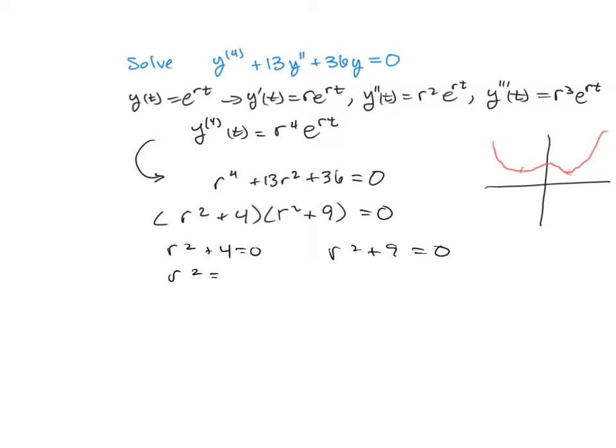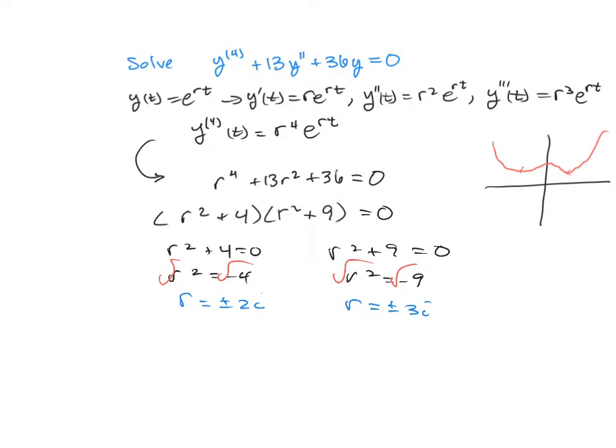So r squared is equal to negative 4. R squared is equal to negative 9. It's taking square roots. We get an r equal to plus or minus 2i and an r equal to plus or minus 3i. Now, if we think back to before, there's no real part this time around. It's just 0. So we're not going to have any exponential parts to our solution. They're going to be just sines and cosines.